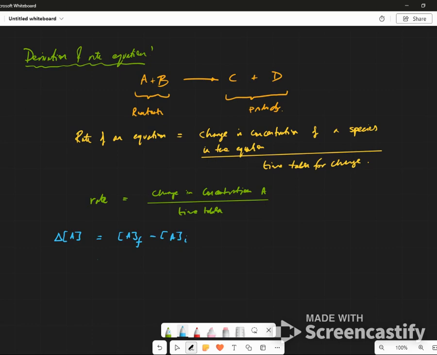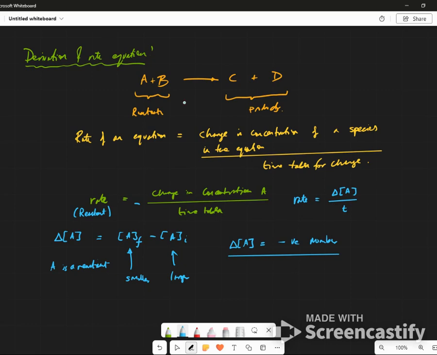So, obviously, because A is a reactant, the final number is going to be smaller than the initial number. The initial one is going to be larger because A is a reactant and the concentration is going down. So bizarrely, delta A is going to give me a negative number, because it's a reactant. Therefore, if you define the rate in terms of a reactant, we cheat and get over this problem by just putting a minus there. So the rate in terms of A is equal to delta A divided by T, and it's all minus.